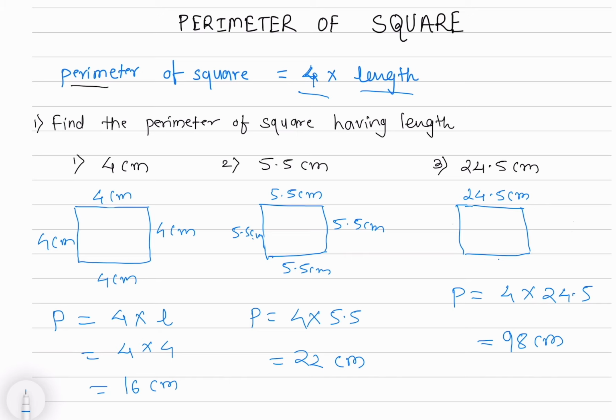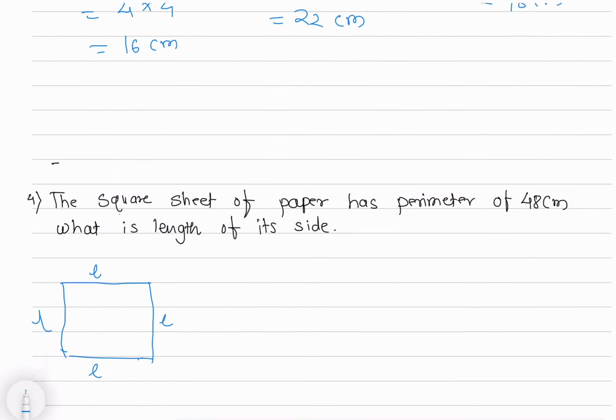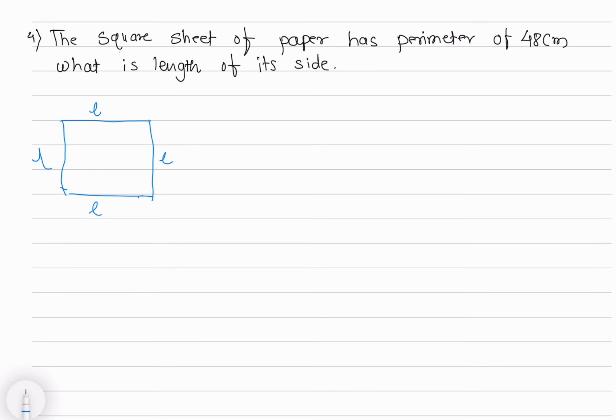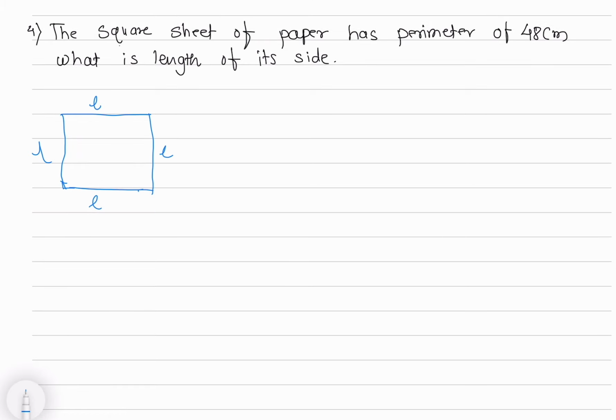Now moving to the next problem. The next problem is a word problem. A square sheet of paper has a perimeter of 48 centimeter. What is the length of its sides? This is the square. We are finding the length of that square.